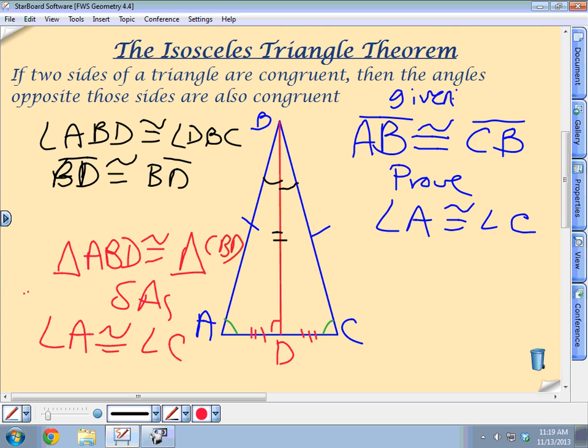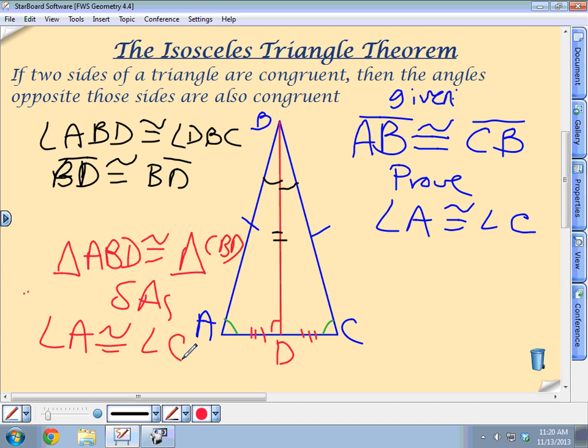angle C because of CPCTC. Because now all the corresponding parts are congruent. So I just proved to you that this is true. So if you have a theorem, it's true. So from now on in the future, you don't have to prove all that in your proofs. You can just use the isosceles triangle theorem, because you know that's true.